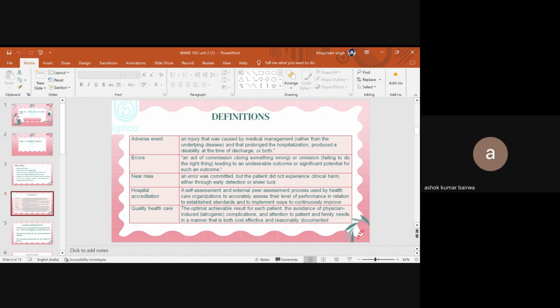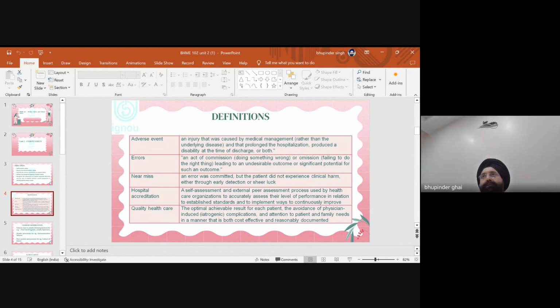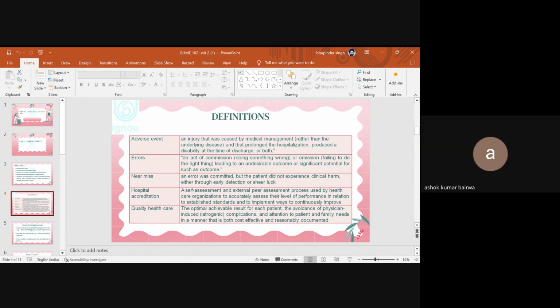Sir, I'm asking, if something happens with poor patients, should compensation be given by the hospital or some committee? Compensation is altogether a different thing. Here we are talking about patient safety. We are not talking about the patient's compensation. That is altogether a different subject. Right, sir. That is not under our purview at present. Okay, sir, can we move forward? Continue, sir. Thank you.